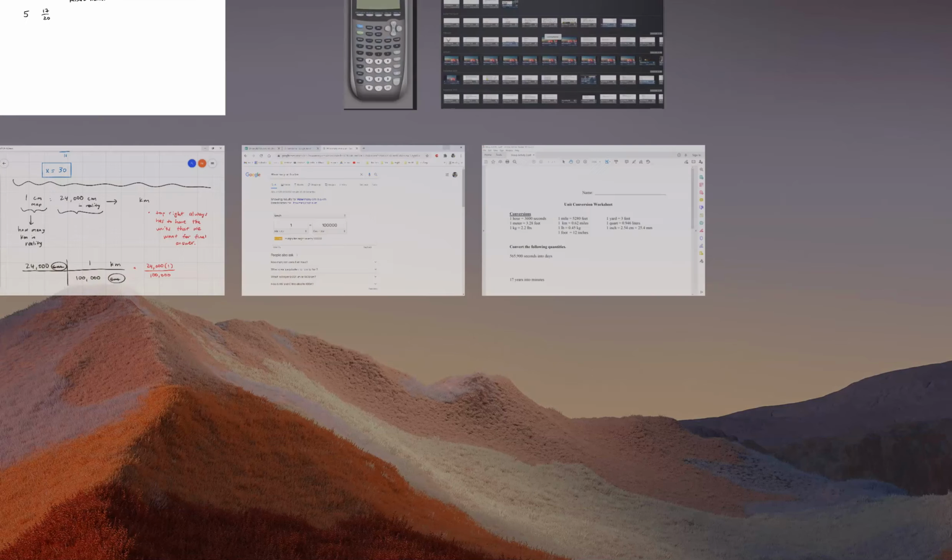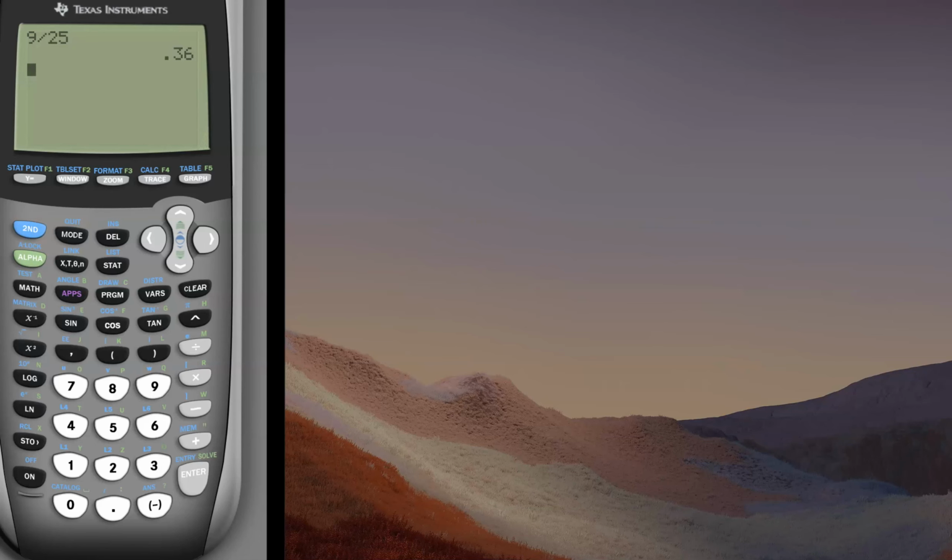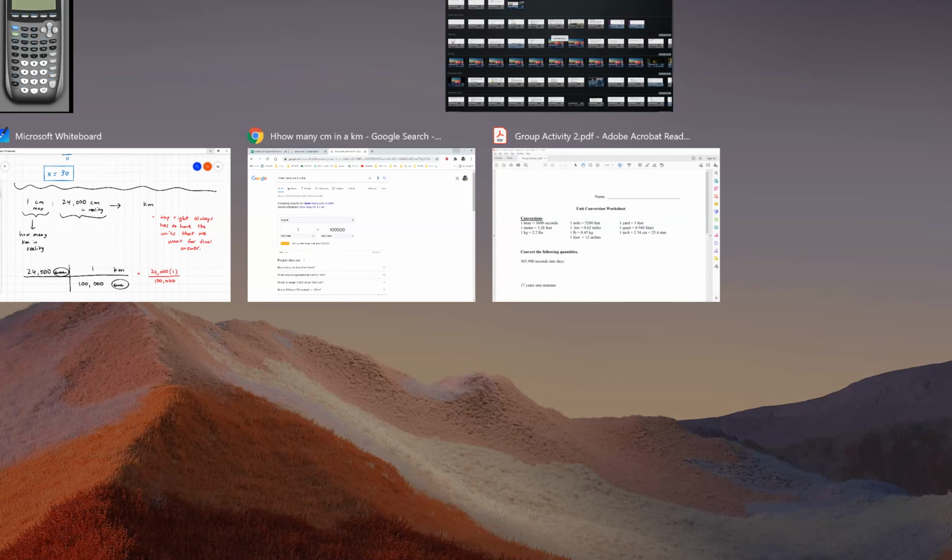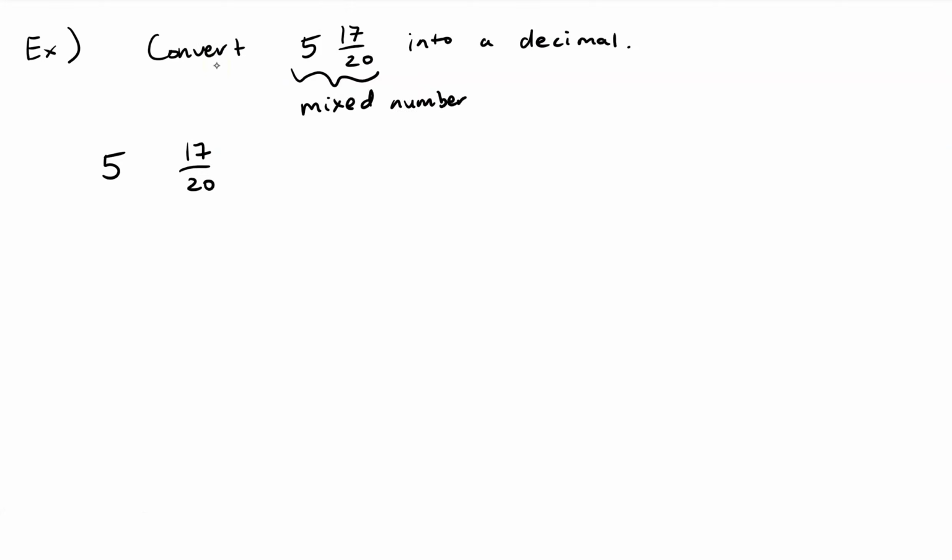So we have 5 and 17/20ths. So we want to figure out what 17 divided by 20 is, and that is 0.85. And so this we found is 0.85, and so you would add those values together. So 5 plus 0.85 is equal to 5.85. So that is the mixed number converted into a decimal.